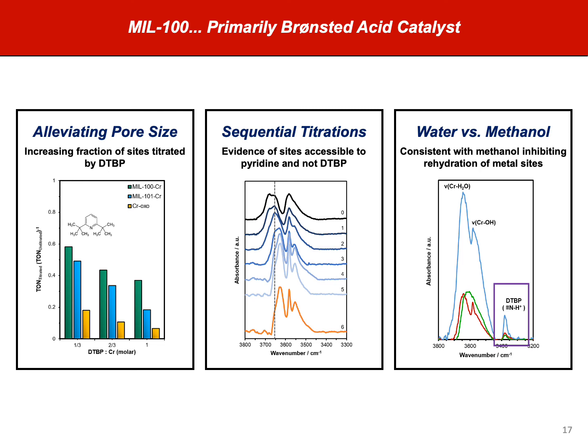So what I've shown, using a set of materials that have different diffusional constraints and sequential titrations and some water versus methanol data that I don't have the time to go into, is that Brønsted acid sites are predominantly responsible for MIL-100 catalyzed acetalization under the conditions of our experiments.